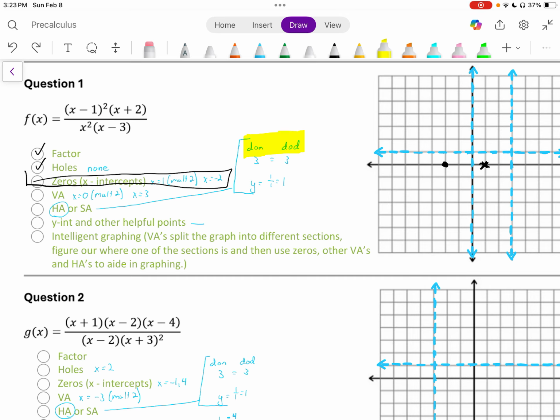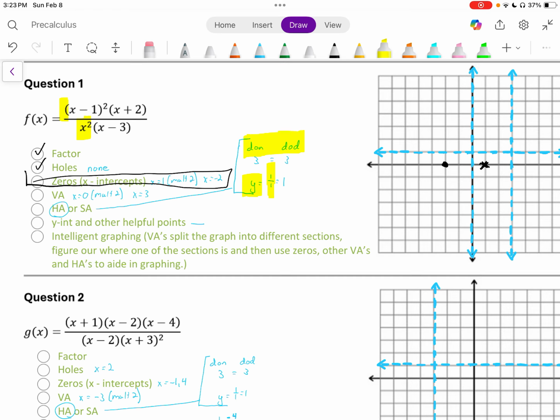your horizontal asymptote is at y equals the leading coefficient of the numerator. So if you multiplied out all those x's, you would have a leading coefficient of 1, and then over the leading coefficient of the denominator, same idea, that would be 1. 1 over 1 is 1. So you notice there I have a horizontal asymptote at y equals 1. There's no y-intercept because there is a vertical asymptote on the y-axis.